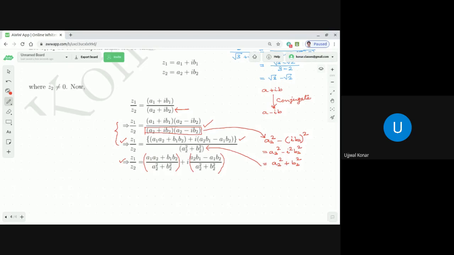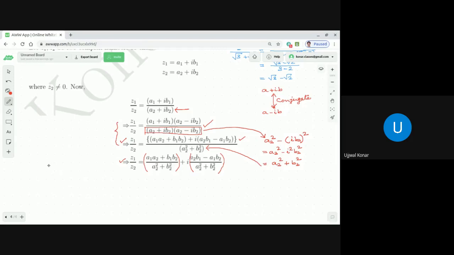Conjugate is a term, but in a very simple way, if 3 plus 2i is a complex number, its conjugate is 3 minus 2i. If minus 5 plus 7i is a complex number, its conjugate is minus 5 minus 7i. And the converse is also true: if a minus ib is a complex number, its conjugate is a plus ib. So these are the steps to find it.